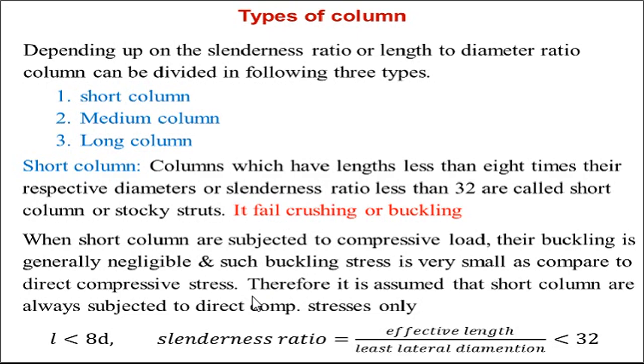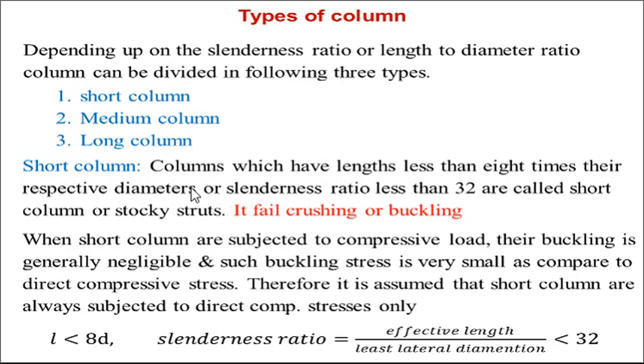It is used in structures, and basically there are various types of columns. In that, there are three main important types, and that classification has been done depending upon the slenderness ratio or length to diameter ratio. So as per that criteria, the columns are divided into three types. Number one, short column. Second is the medium column, and third one is the long column. First of all, we'll understand the short column.